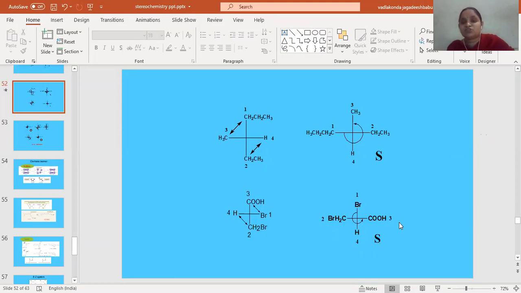And the mirror image of this molecule will have the R configuration. So if one enantiomer has the S configuration, obviously the other enantiomer will have the R configuration.